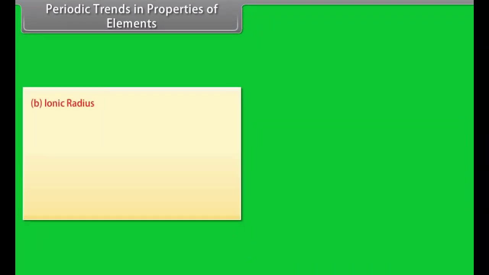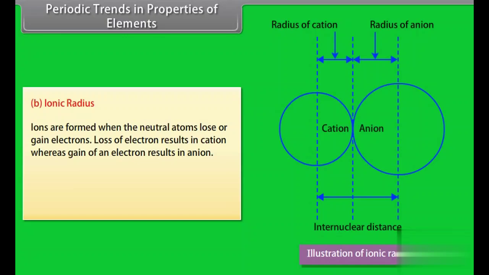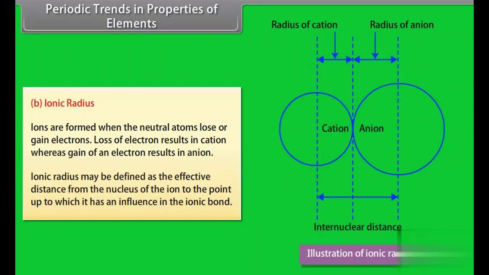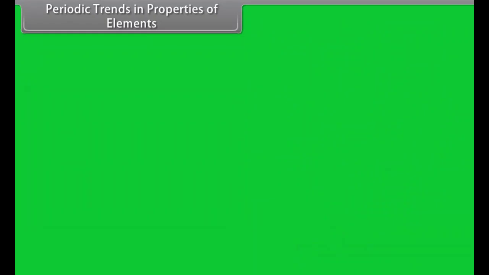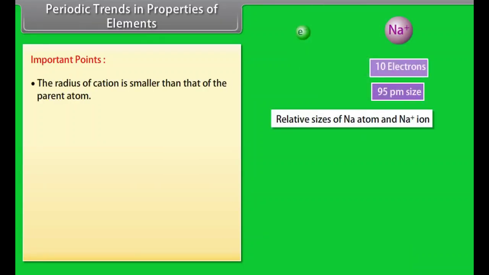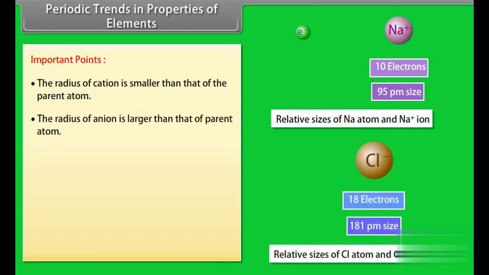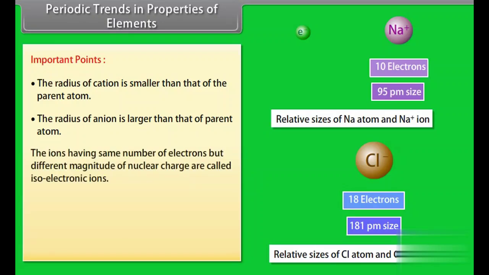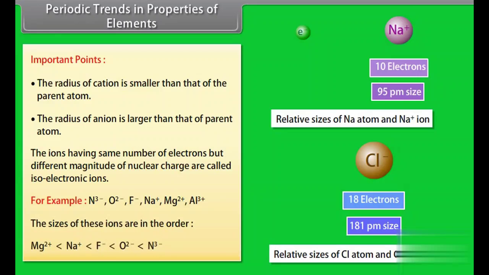B. Ionic radius. Ions are formed when the neutral atoms lose or gain electrons. Loss of electron results in cation, whereas gain of an electron results in anion. Ionic radius may be defined as the effective distance from the nucleus of the ion to the point up to which it has an influence in the ionic bond. Important points. The radius of cation is smaller than that of the parent atom. The radius of anion is larger than that of the parent atom. The ions having same number of electrons but different magnitude of nuclear charge are called isoelectronic ions. For example, the size of these ions are in the order given.